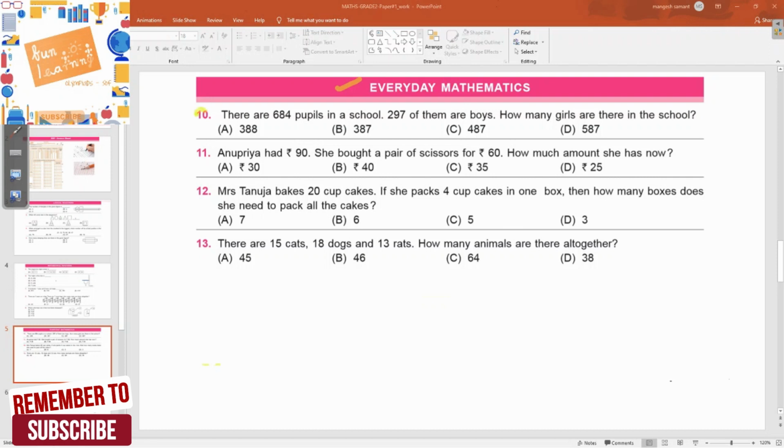Now let's read our 10th question. There are 684 pupils in a school. 297 of them are boys. How many girls are there in the school? Okay, so let's see how to deal with this one.